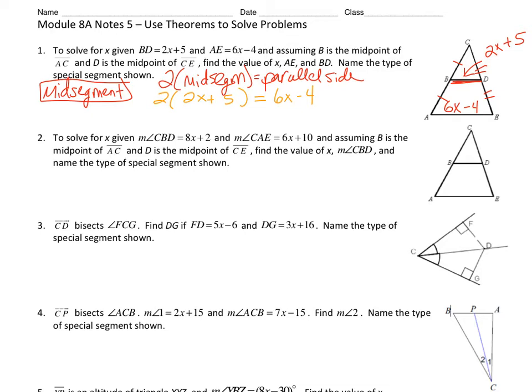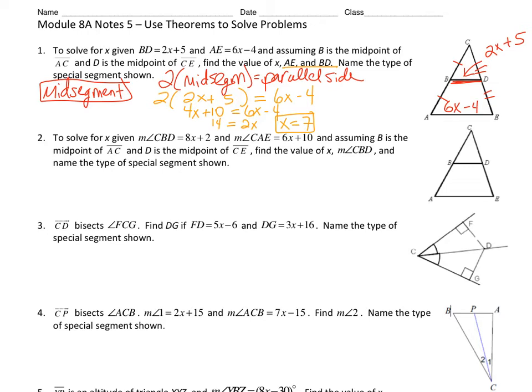When we set it up, this is what we've got. 2 times the mid segment is equal to our third side, that parallel side, so we need to distribute. That would give us 4x plus 10. If we subtract our x's over to the right, that gives us a 2x. If I move my 4 to the left, that would be a positive 14. When I solve for x, we get x equals 7. So that's part of it.